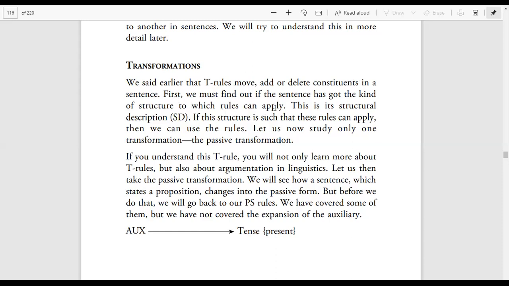First, we must find out if the sentence has got the kind of structure to which rules can apply. So first of all, we should find out if a sentence has such a structure that the rules can be applied on it. This is the structural description, right? We call this structural description, and we discussed this SD or structural description in the previous lecture, in yesterday's lecture. If the structure is such that these rules can apply, then we can use the rules.